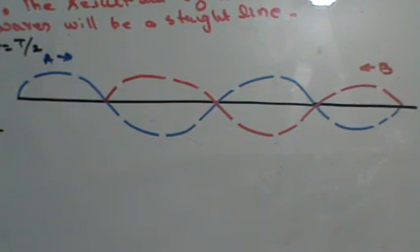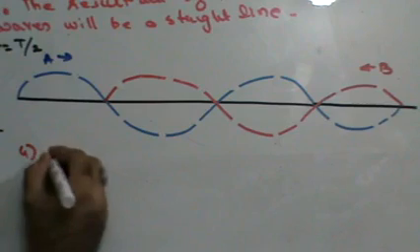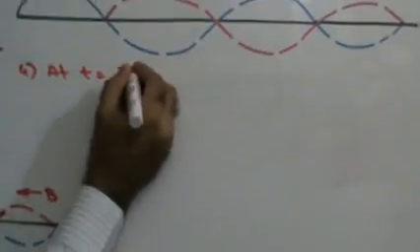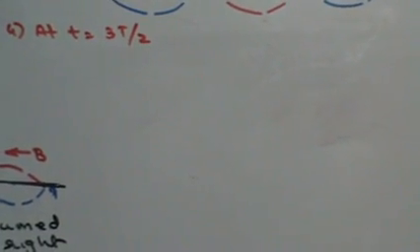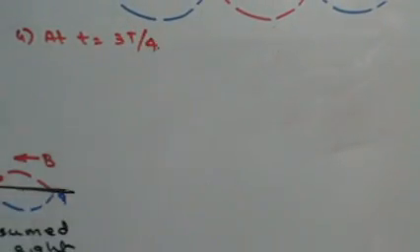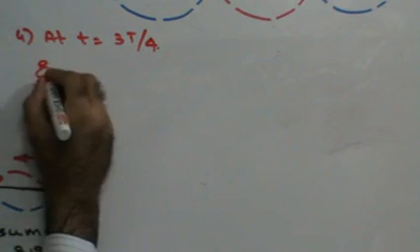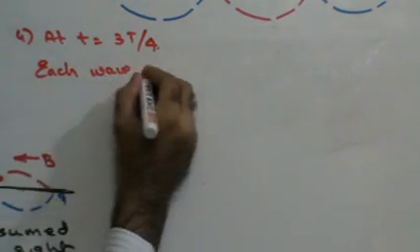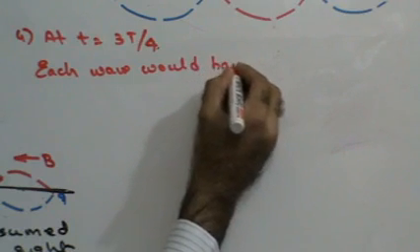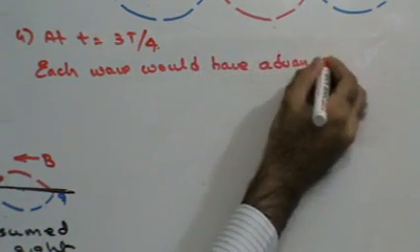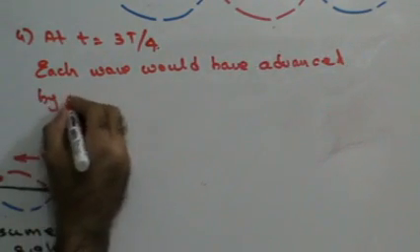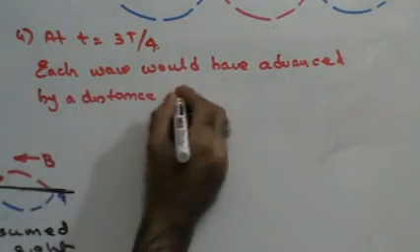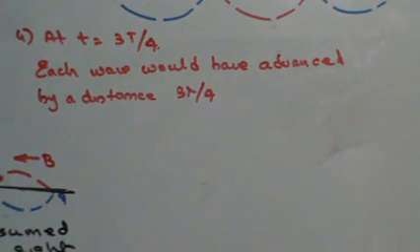Now let's consider the fourth condition, at t equal to 3T by 4. At this point, each wave would have advanced by a distance of 3 lambda by 4. Each wave would have advanced by a distance of 3 lambda by 4.